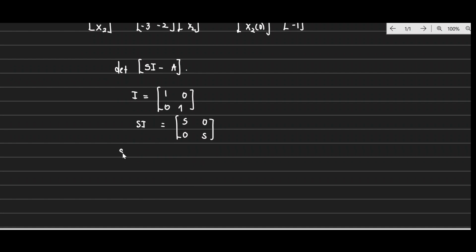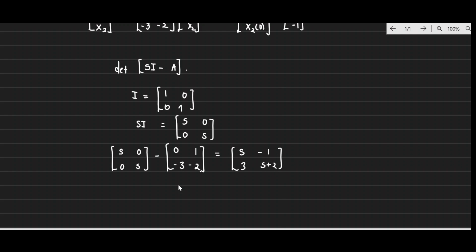So s 0, 0, s minus matrix A. Matrix A is 0, 1, negative 3, negative 2. So this is equal to s minus 0, that's s, and then 0 minus 1, that's negative 1. 0 minus negative 3, that is positive 3. And then s minus negative 2, that is s plus 2.